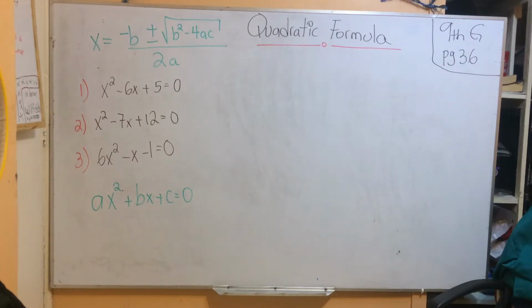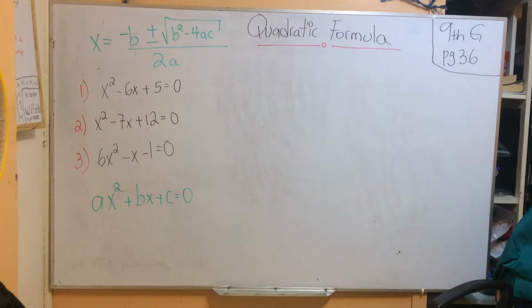Okay, this is going to be lesson number 6 for ninth grade. This topic you can find in your books on page 36. We're going to continue with factoring. In the first lesson of this topic, we covered how to factor to find the values for x that are going to make this equation true.